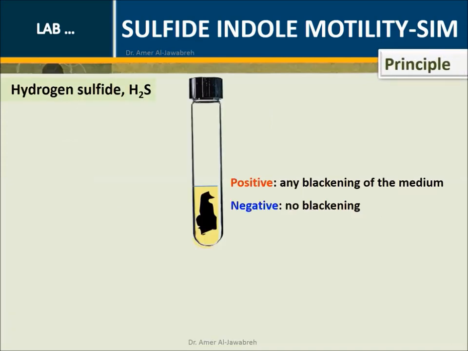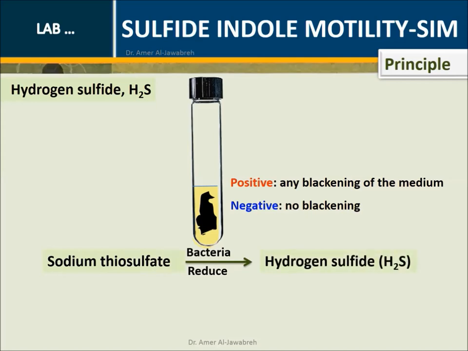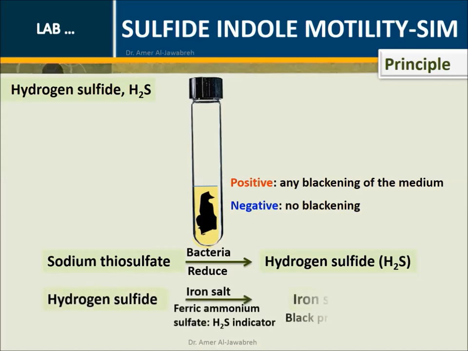Principle: hydrogen sulfide, H2S. Bacteria reduce sodium thiosulfate into hydrogen sulfide, which will react with iron salts in the presence of ferric ammonium sulfate indicator, producing a black precipitate called iron sulfide.